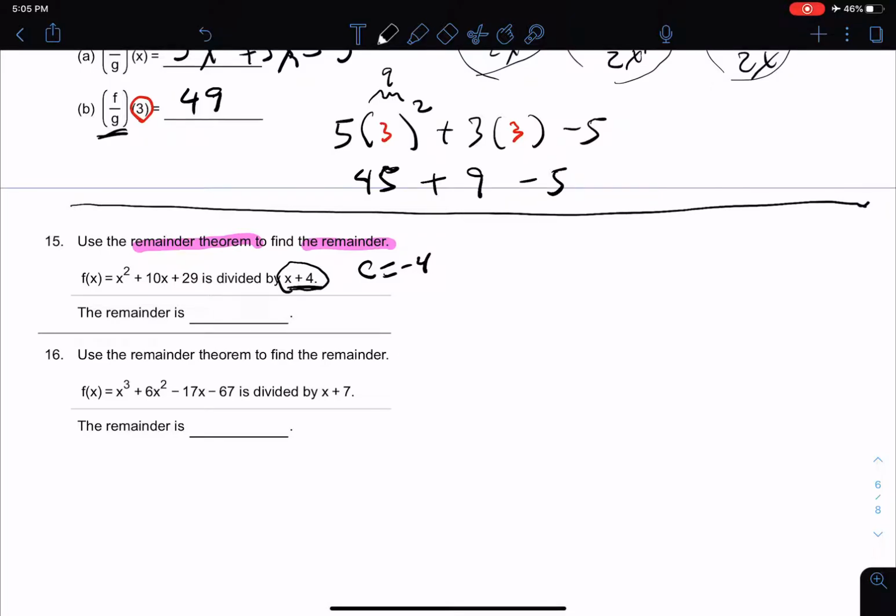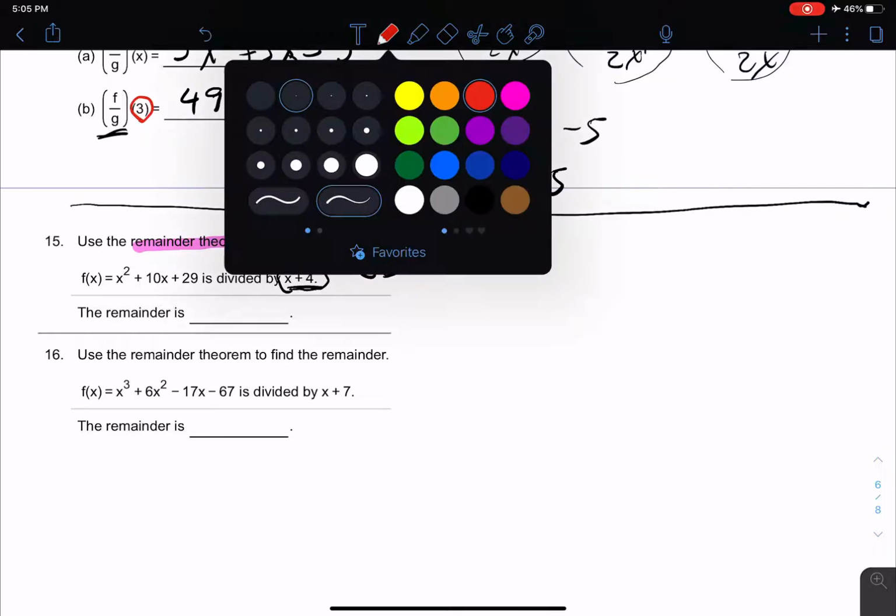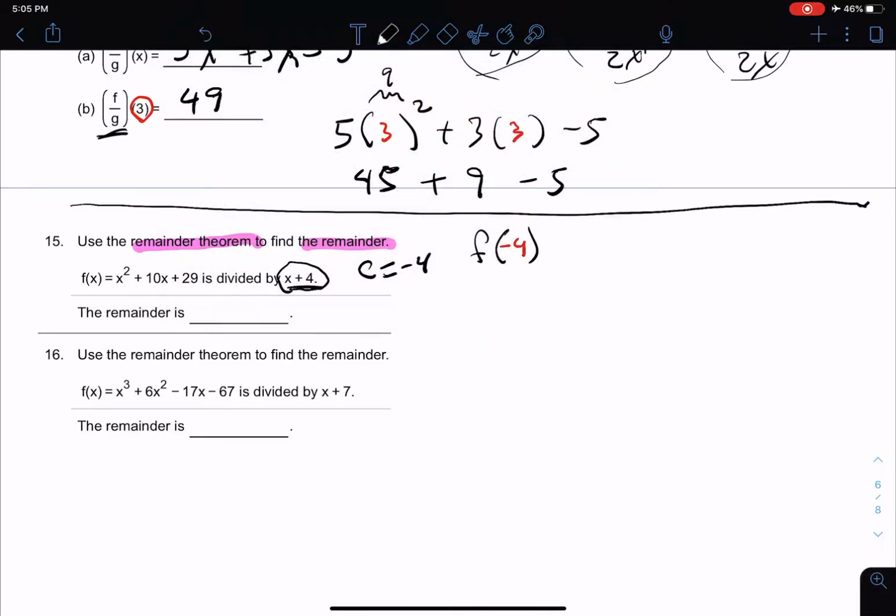But look, let me go ahead and do it. I'll show you a couple different ways. So I'm going to take my function, and what am I going to substitute into the function? I'm going to substitute in my c value, which is -4. And the remainder theorem says if you put the c value into the function, the result of that substitution will be the remainder if you divided, long division or synthetic.